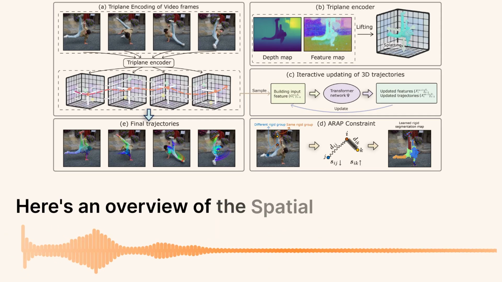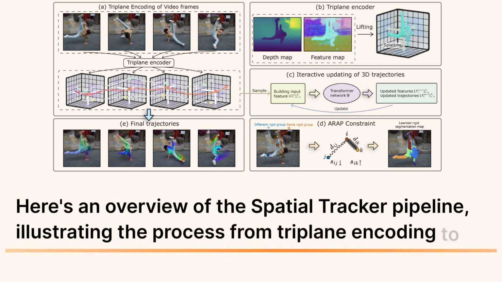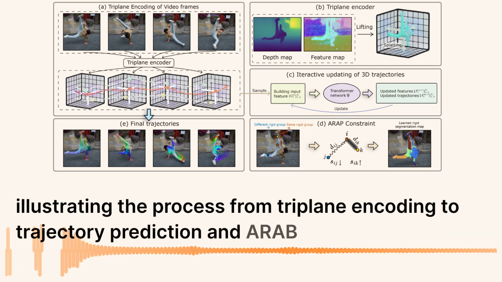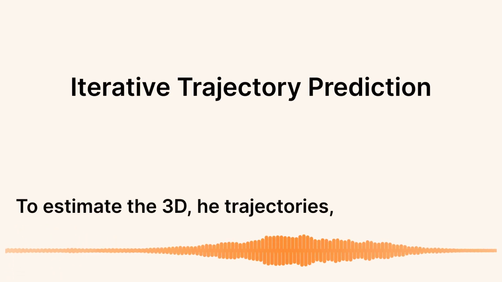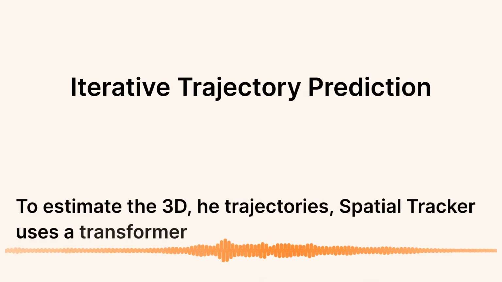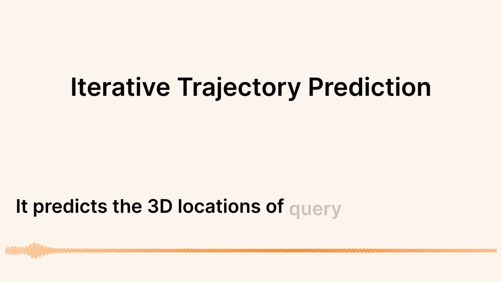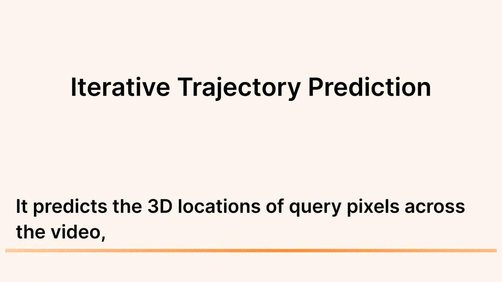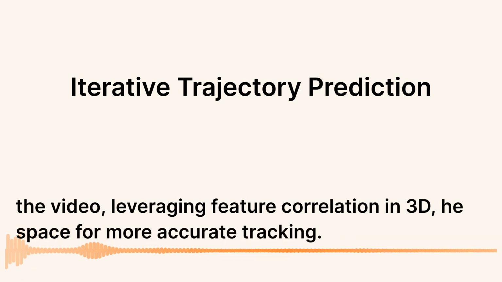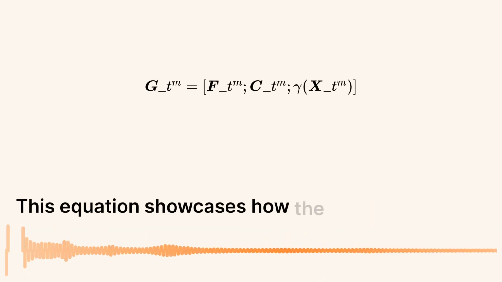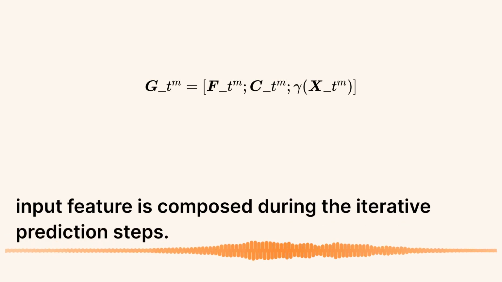Here's an overview of the Spatial Tracker pipeline, illustrating the process from triplane encoding to trajectory prediction and ARAP constraint application. To estimate the 3D trajectories, Spatial Tracker uses a transformer for iterative updates. It predicts the 3D locations of query pixels across the video, leveraging feature correlation in 3D space for more accurate tracking. This equation showcases how the transformer input feature is composed during the iterative prediction steps.